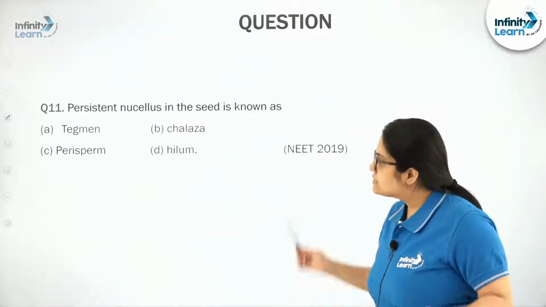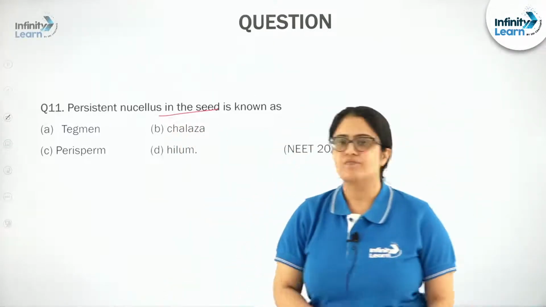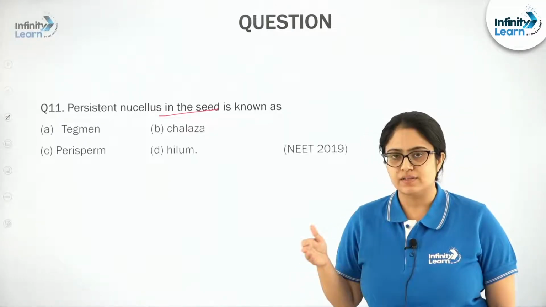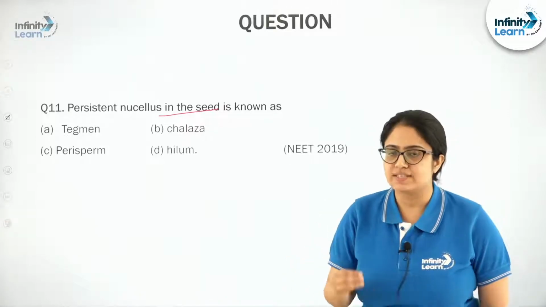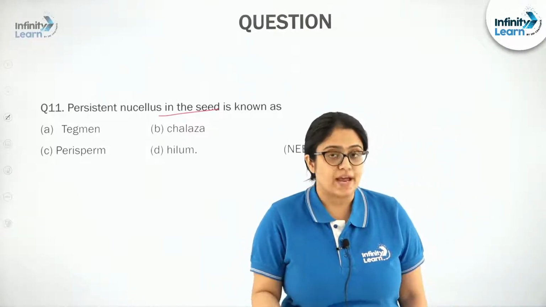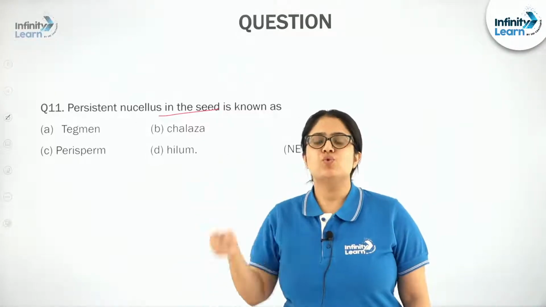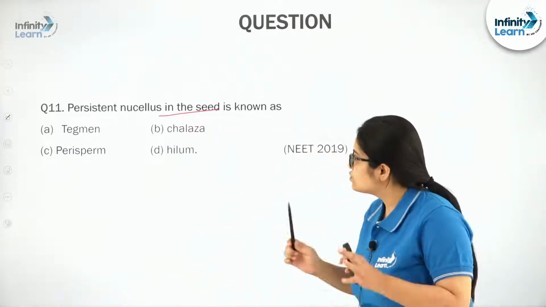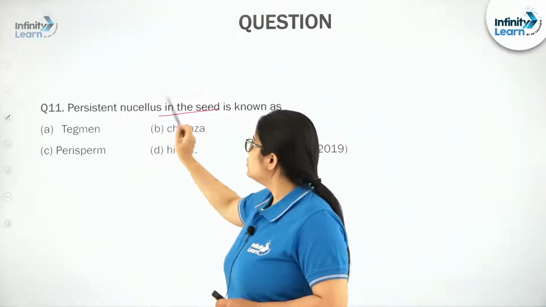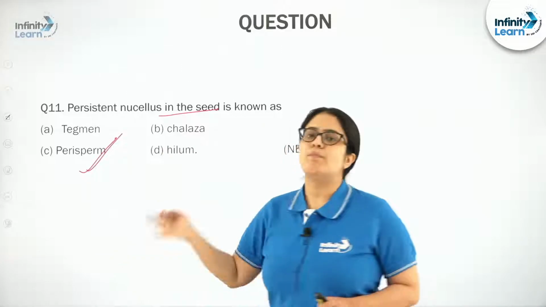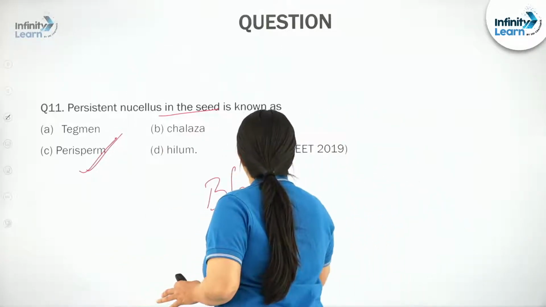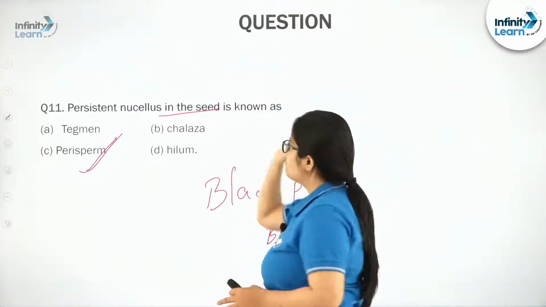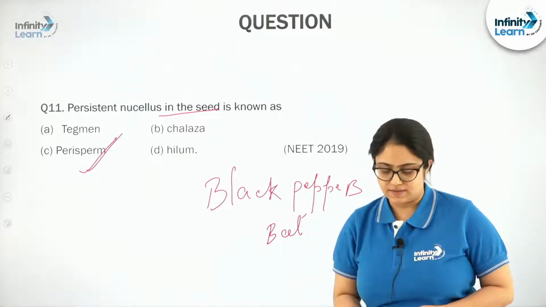Next question, persistent nucellus is seen in the seeds of. See students, generally the nucellus, which is a nutritive tissue, gets absorbed during the developmental stages, but there are some cases, for example, in plants of black pepper and beet. Remember, in black pepper and beet, the remains of the nucellus persist in the seed itself. Such persistent nucellus is known as perisperm, seen in black pepper and beet. In them, part of the nucellus persists inside the seed.